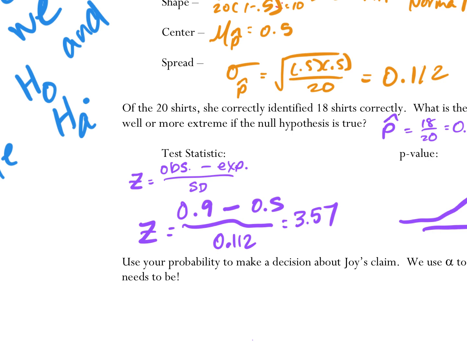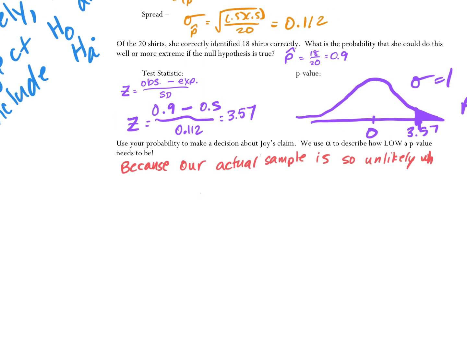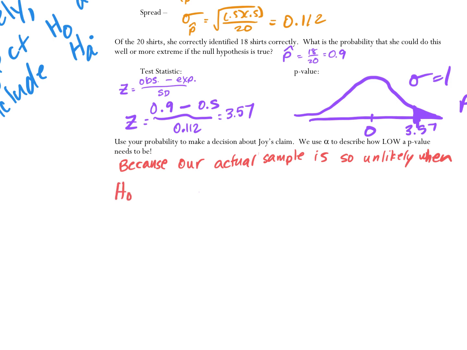Yeah. Okay. All right, so the last thing we'll need to do is make our conclusion. So here's what happened, you guys. Because our actual sample is so unlikely when H0 is true, we can reject H0.